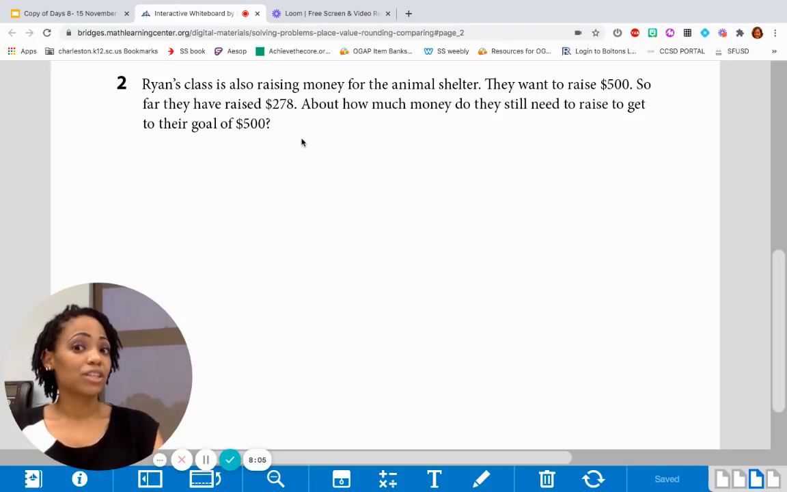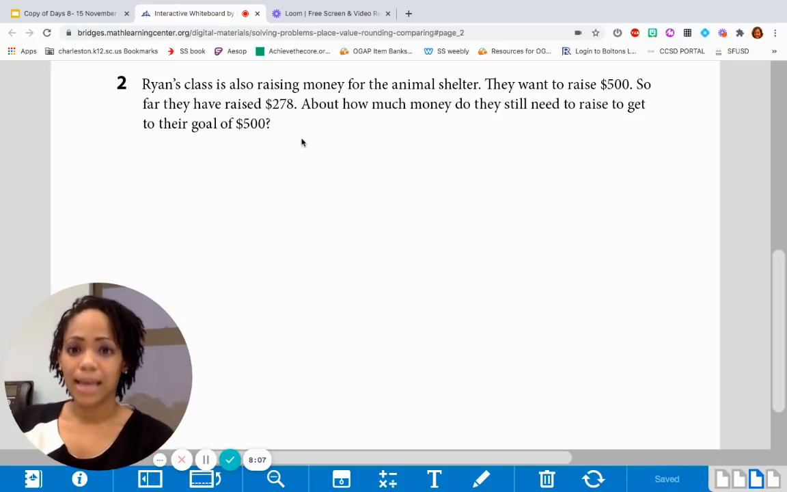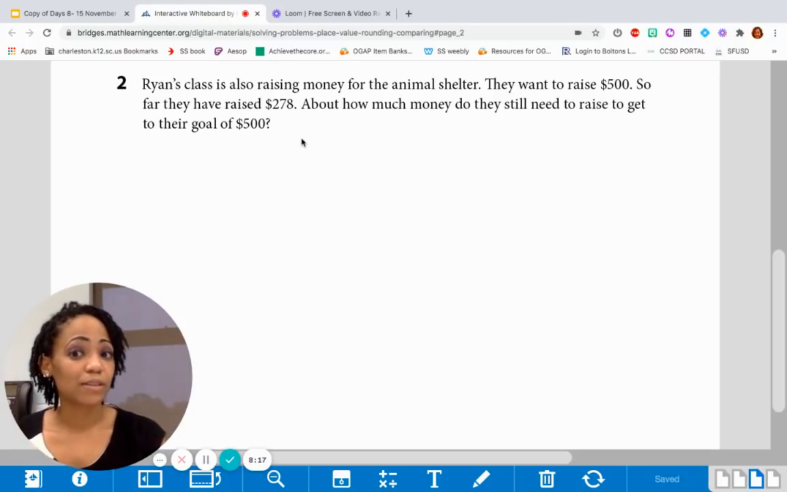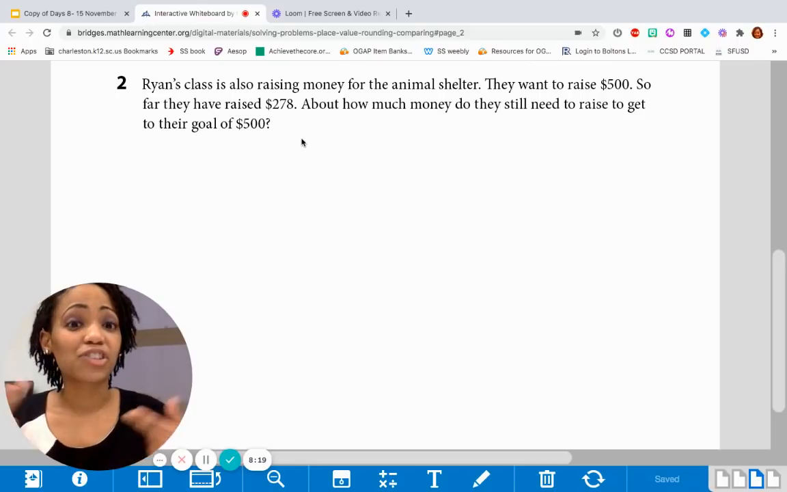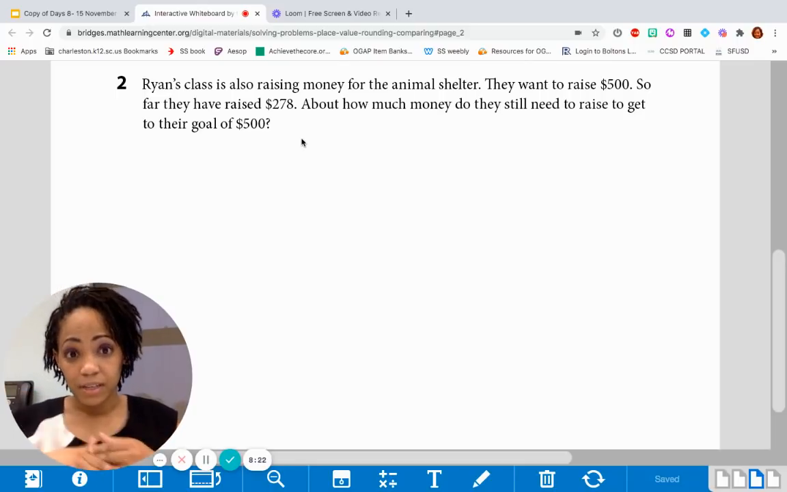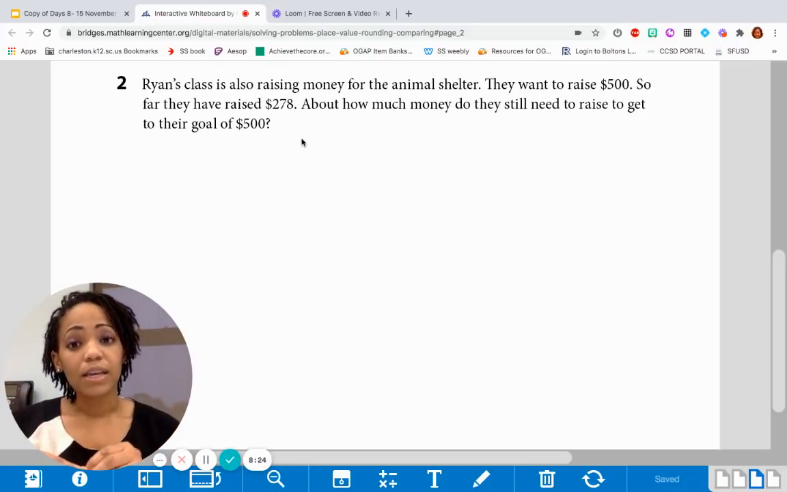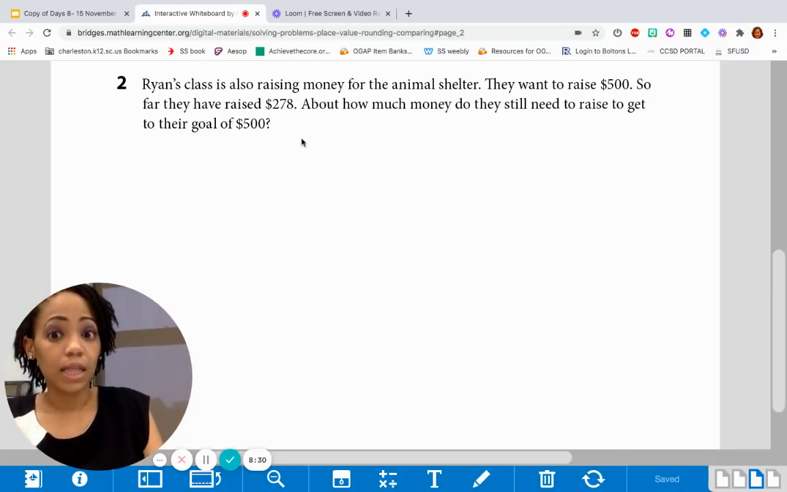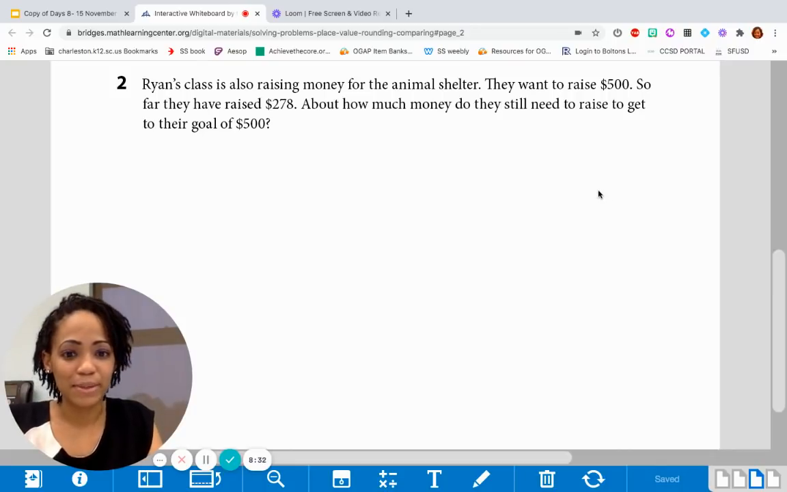So in this case, actually, it may be easier to round to the nearest tens place. So we have 280. We know 278 rounds to 280, and 20 more dollars would give us 300 plus the 200. So we actually could be more specific or get a little bit closer by saying that the estimate is about $220, about. Okay, and we would get a lot closer to $500 with that estimate.